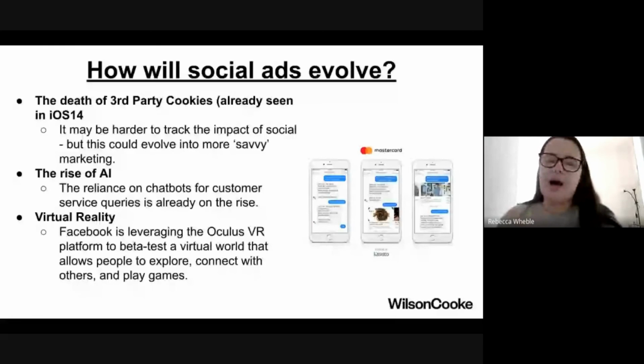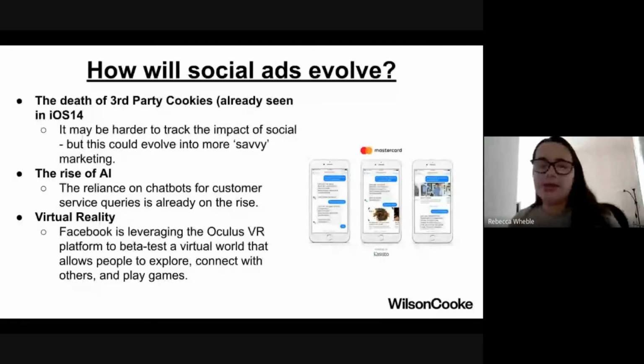And then the final one, virtual reality. Facebook is actually experimenting with the Oculus VR platform to beta test a virtual world that allows people to explore, connect with others, and play games. Not sure how this will impact ads necessarily, because it's a pretty new thing. Facebook is still testing it, but virtual reality is another big thing in marketing as a whole, which is coming into play, and it could potentially impact social a lot more.